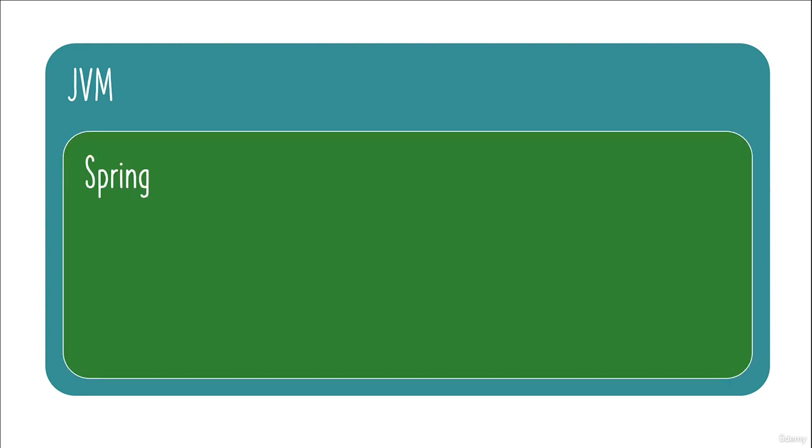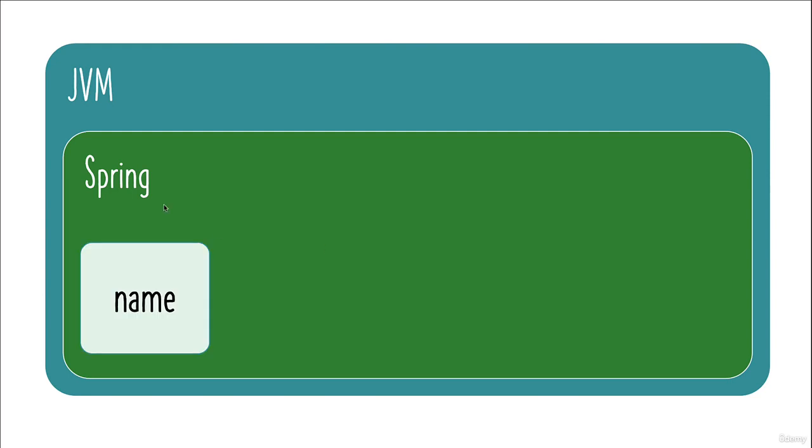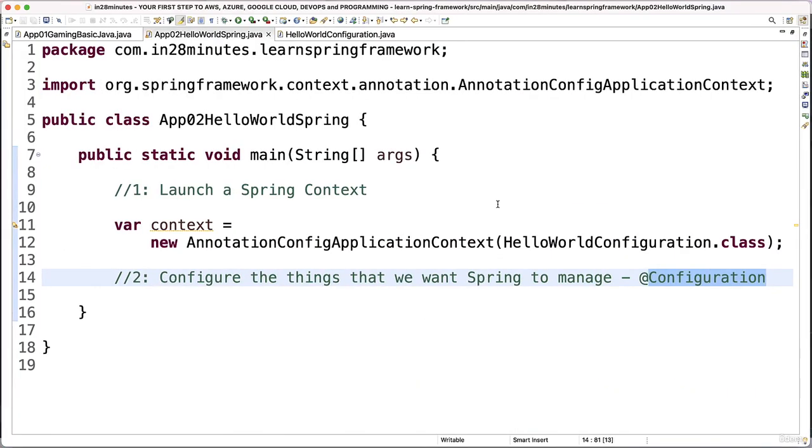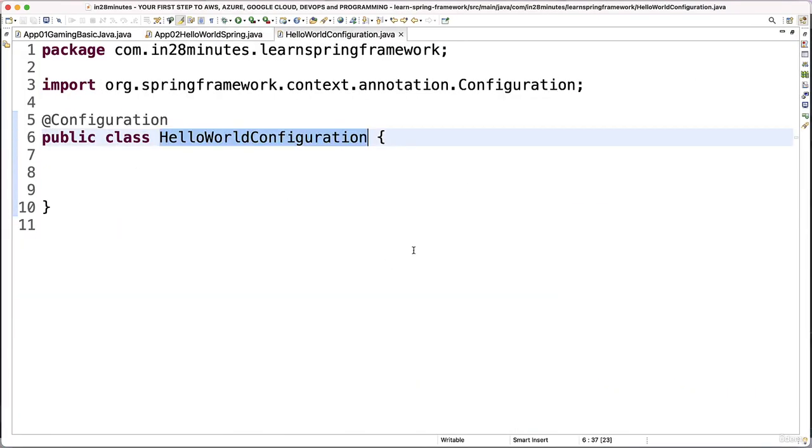So what we have right now is this state. We have a JVM and we have launched up a Spring context. And what we want to tell Spring is to manage a bean. I would want Spring to manage a name object. How can we do that? Let's go to our HelloWorldConfiguration.